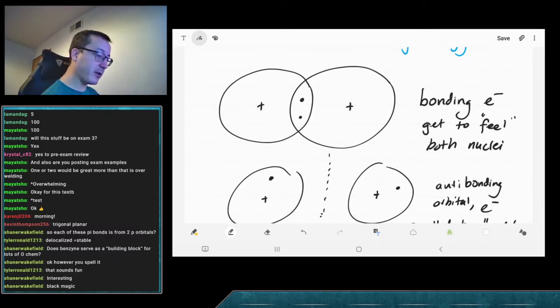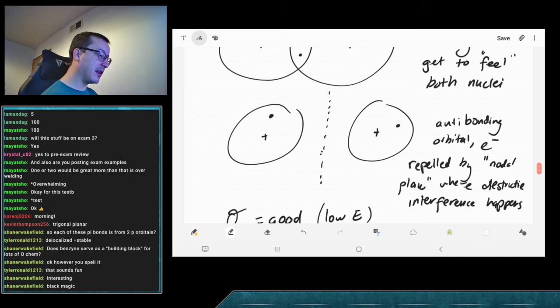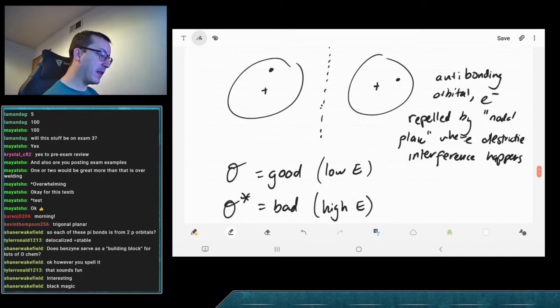So a bonding orbital, electrons are attracted to both of them because they interfere happily with each other, and so they can experience both nuclei. That's a good thing. However, when they cancel each other out, that's not a good thing. This is just a situation that would be high energy. Electrons will avoid this if possible.